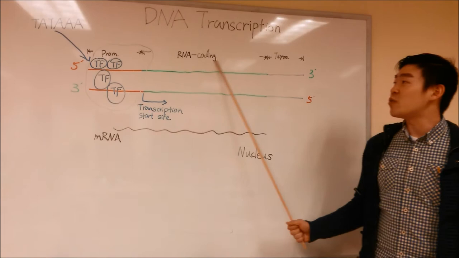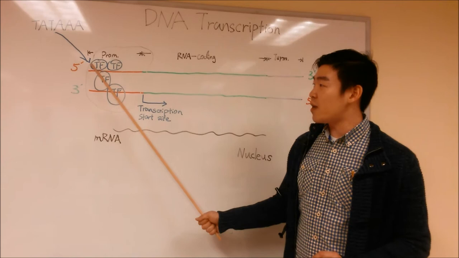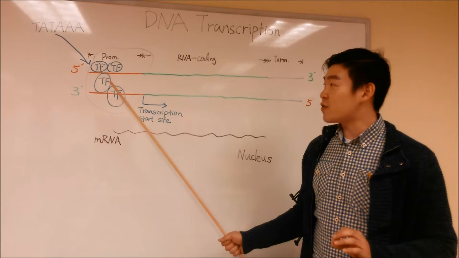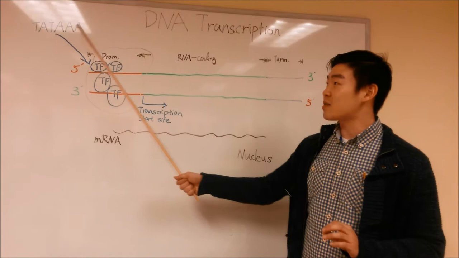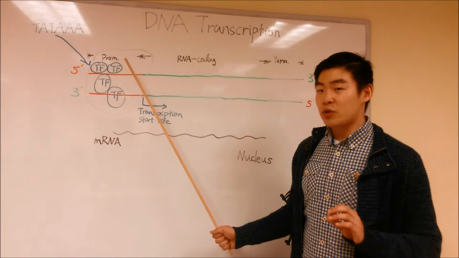For transcription to start, first we need transcription factors, which are represented by these little spheres. The transcription factors are able to recognize specific DNA sequences, for example, the TATA box. After they recognize the sequence, they will be able to bind to it. And also, the interactions between different transcription factors will start to be generated.